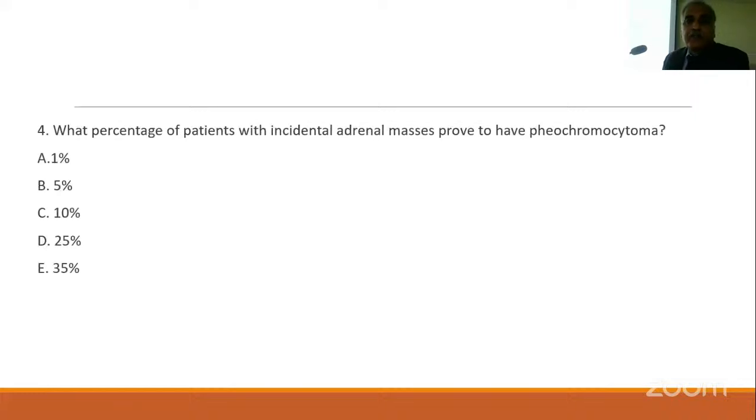What percentage of patients with incidental adrenal masses prove to have pheochromocytoma? 1%, 5%, 10, 25, 35. 5%, usually 3 to 6%, so average would be 5%. The maximum is MACS, that is mild autonomous cortisol secretion, which is around 6 to 8%, and the least is aldosteronism, which is around 1%.